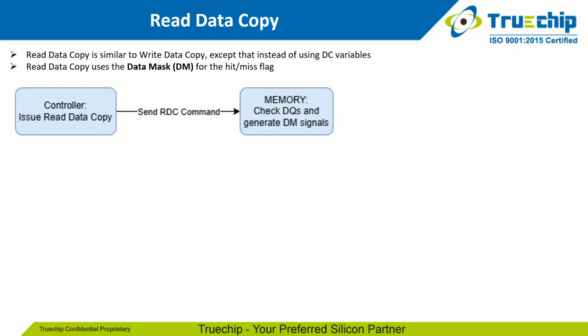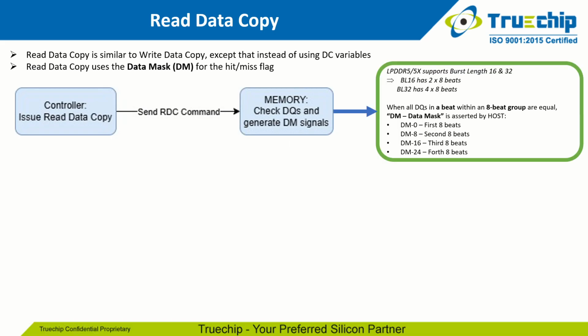LPDDR5X supports two bus lengths, that is 16 and 32. For bus length 16, it has two 8 bits, whereas for bus length 32, it has four 8 bits. So when all DQ in a single 8-bit group are equal, the DM bit is asserted. DM0 is for the first 8 bits, DM8 for the second 8 bits, DM16 for the third 8 bits, and DM24 for the last 8 bits.